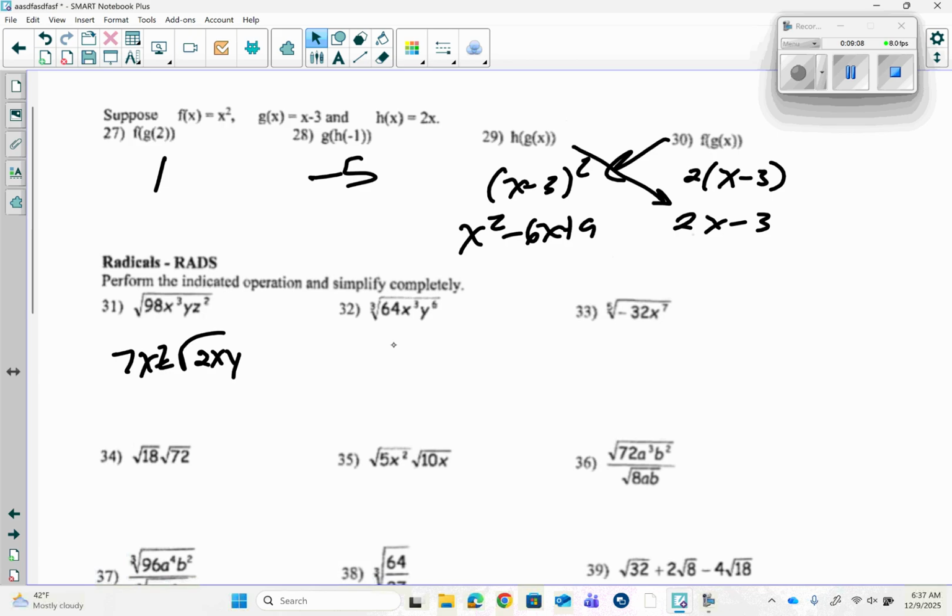Third root of 64: 4 times 4 times 4 is 64, so the third root of 64 is 4. Third root of x to the third is x. Third root of y to the sixth: 3 goes into 6 twice, and there's no remainder, no radical. Fifth root, this is going to give me -2, and then I can factor out an x, and that's going to leave me behind an x squared, and there's a fifth root of x squared there.